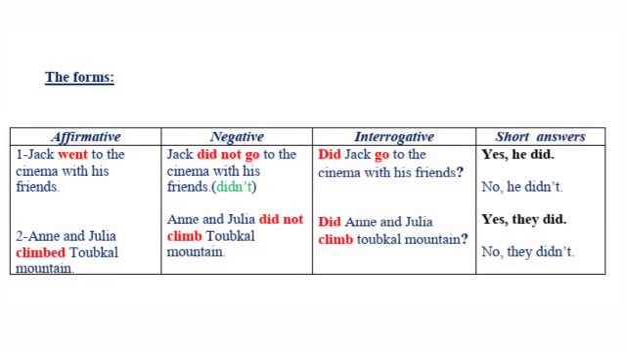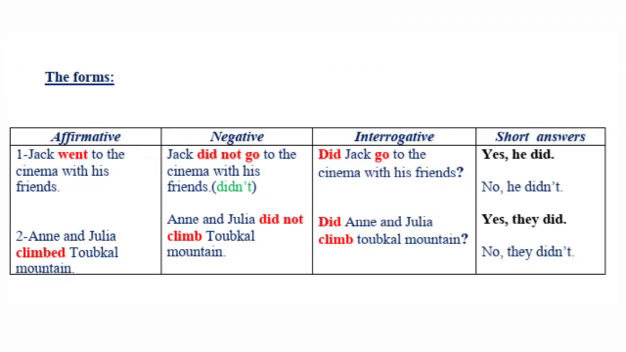Let's study now the forms. The first one, the affirmative one: Jack went to the cinema with his friends. The verb went is in the simple past and its infinitive is the verb to go. The negative form: Jack did not go to the cinema with his friends. We write did not plus the verb in the infinitive without to. And the short form of did not is didn't.